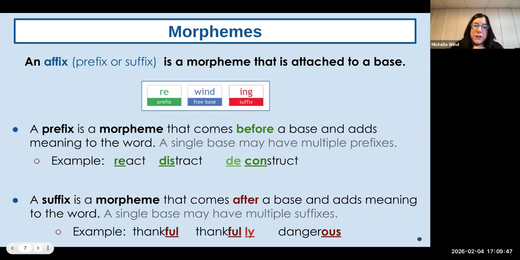An affix is a prefix or a suffix. It's a morpheme that has to be attached to a base. So if you see here, a prefix is a morpheme that comes before a base and it adds meaning to a word. So a single base might have multiple prefixes. If you see here, we have react, distract, deconstruct. And a suffix is a morpheme that comes after the base and has meaning. And a single base may have multiple suffixes, like you see here with thankfully. It has the suffix ful and the suffix ly.